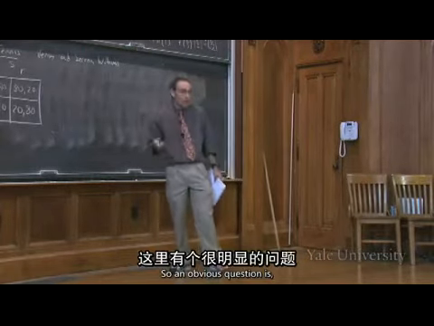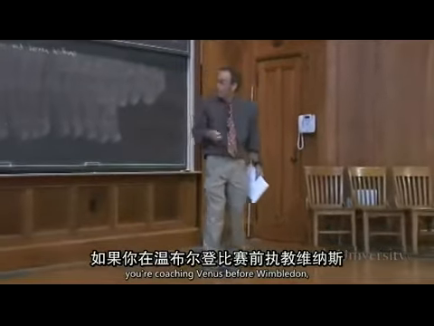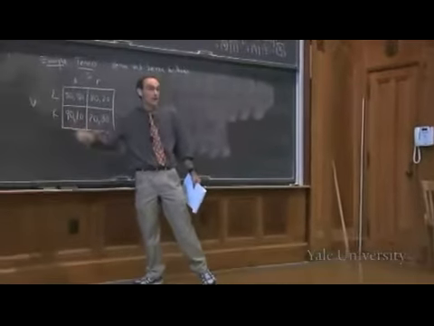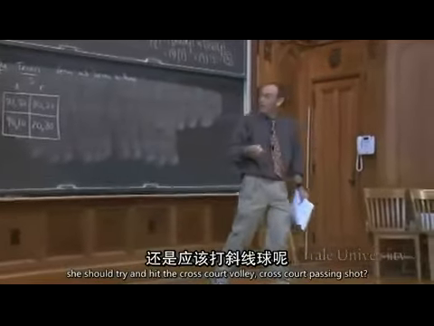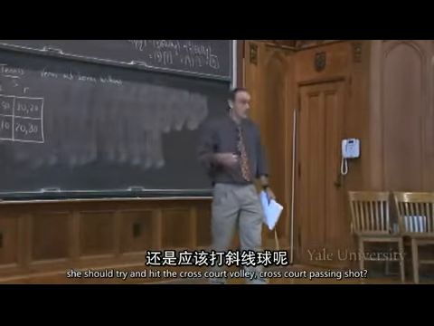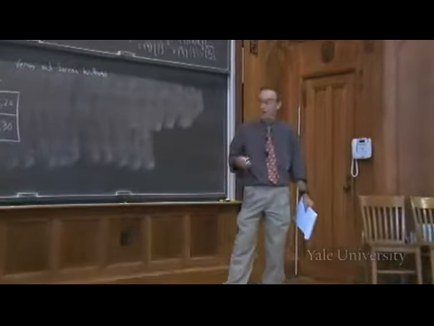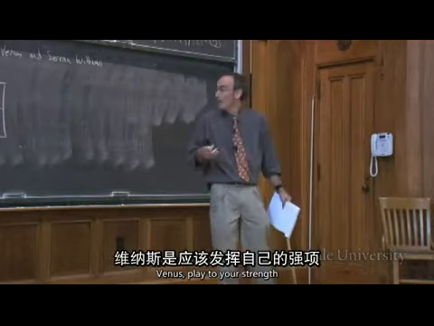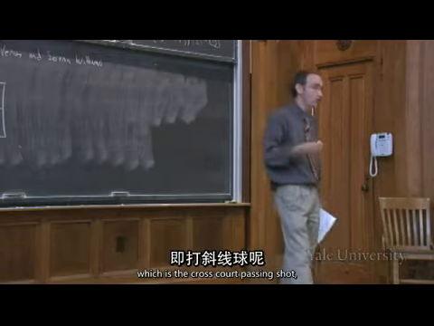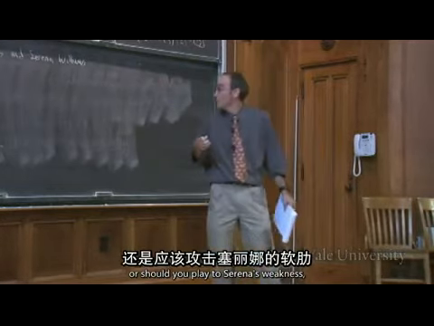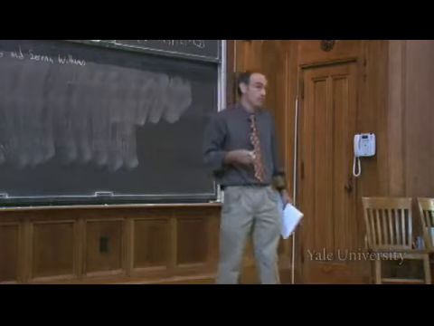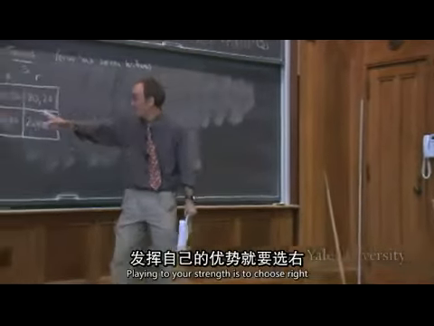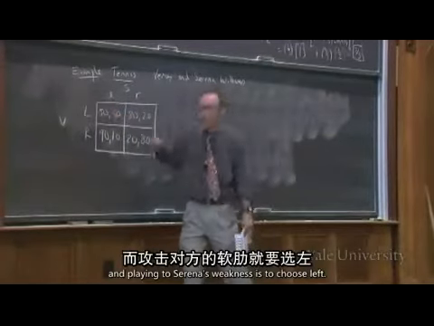So an obvious question is, you are coaching Venus before Wimbledon, you know this situation is going to arise, and you might want to coach Venus on what she should do here. Should she try and pass Serena down the line, or should she try and hit the cross-court passing shot? And notice that this is a question of, should you, Venus, play to your strength, which is the cross-court passing shot, or should you play to Serena's weakness, which would be to hit it to Serena's backhand? Playing to your strength is to choose right, and playing to Serena's weakness is to choose left.